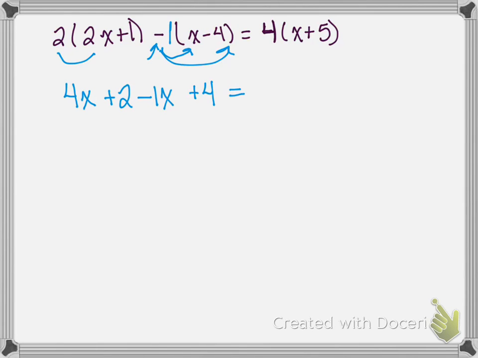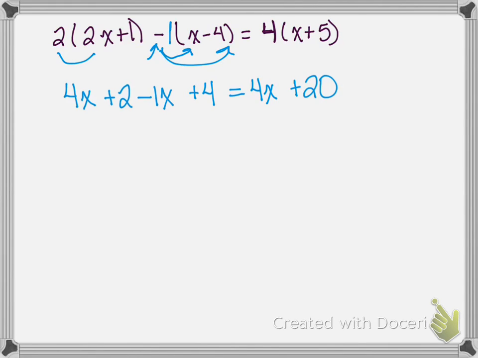That's what students will often miss, is that right there. Now I'm going to distribute my 4. 4 times x, 4x, 4 times 5. Students tend to not have as much trouble when we're distributing positives. It's those negatives that sometimes make students a little bit more confused.